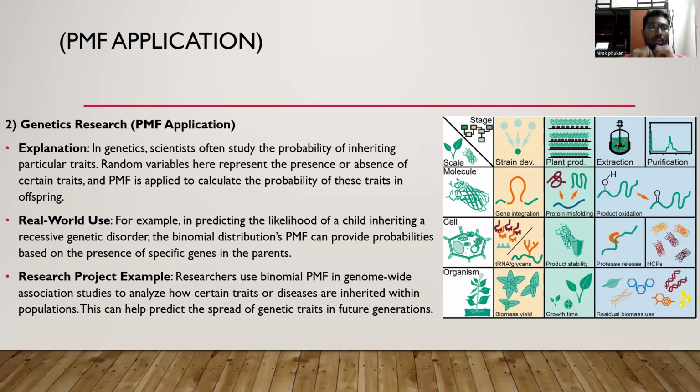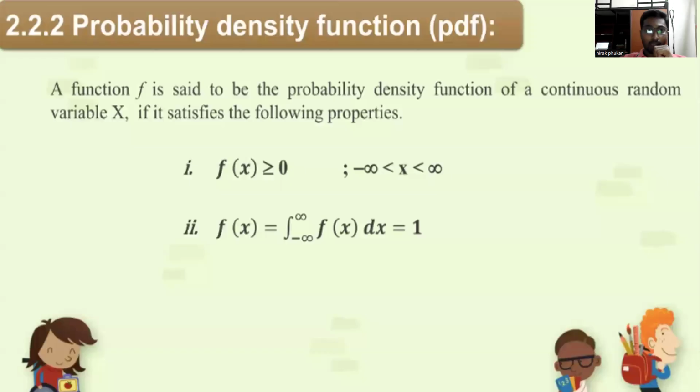Now, the project example I will explain is researchers normally use binomial PMF in genome-wide association studies to analyze how certain traits or diseases are inherited within the population. This can help predict the spread of genetic traits in future generations. Now, my friend Tanveer will explain to you about the probability density function.